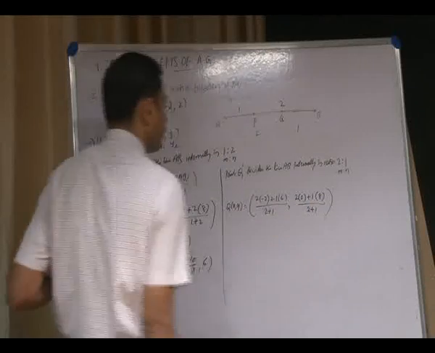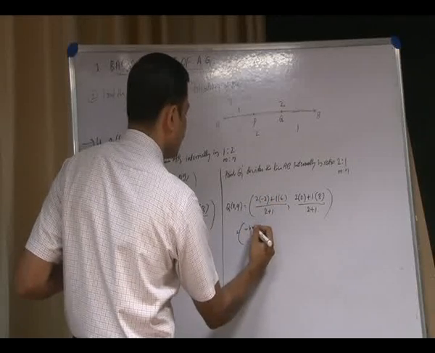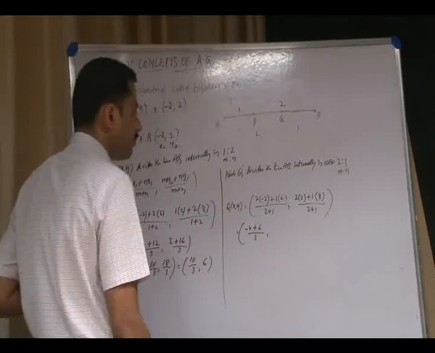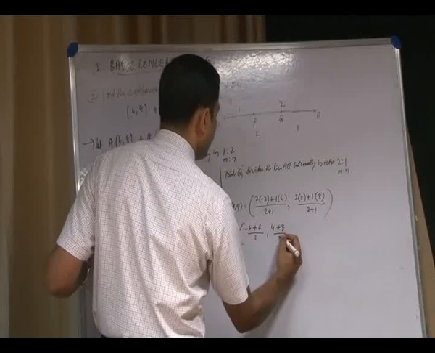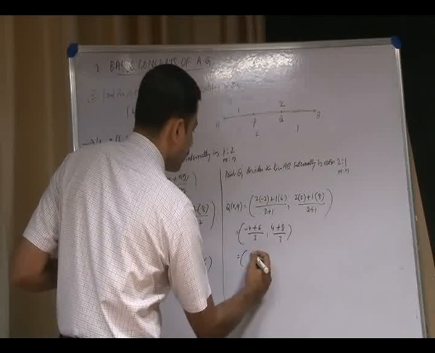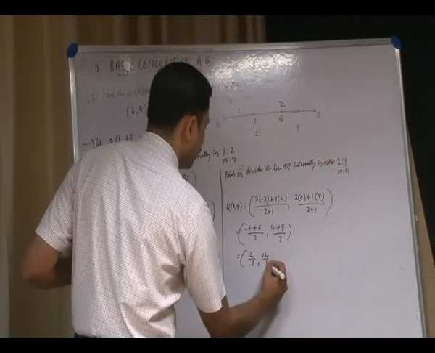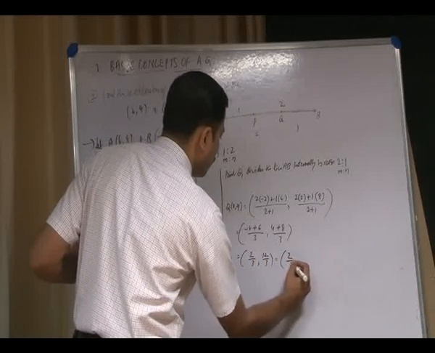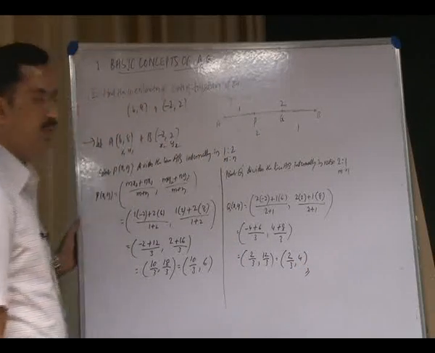So, by simplifying this, we get 2 into minus 2 is minus 4 plus 1 into 6 is 6 divided by 2 plus 1 is 3. Here 2 into 2 is 4 plus 1 into 8 is 8 divided by 2 plus 1 is 3, or you can write this as minus 4 plus 6 is plus 2 divided by 3, 4 plus 8 is 12 divided by 3. Therefore, the coordinates of point Q is 2 by 3 comma 4. So, that is the coordinates of point Q.